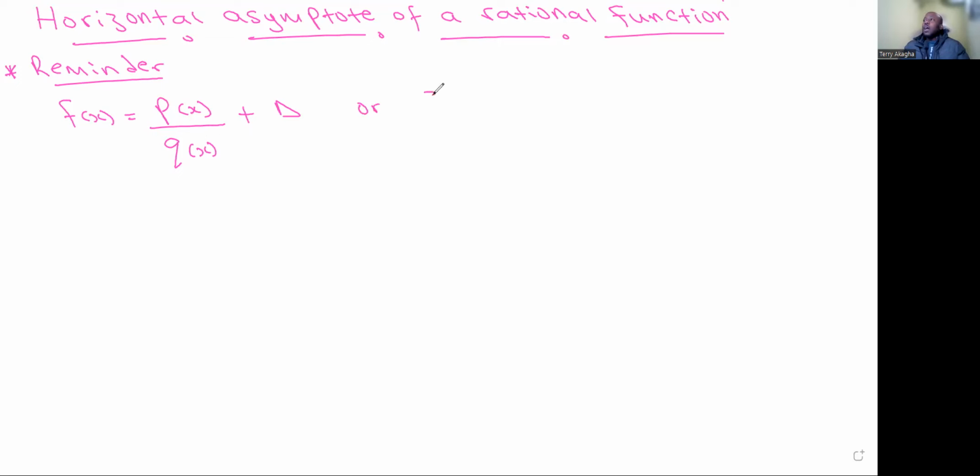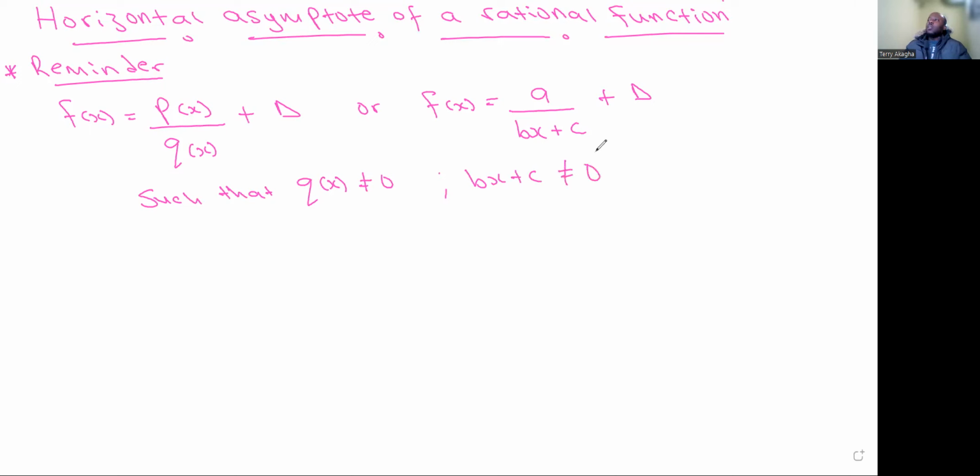Or I told you that it's possible that for a rational function, you can have a constant in the numerator and you can have also a linear function in the denominator and a constant. Or you can have a constant and another polynomial in the denominator. And for this to be a rational function, the denominator q of x cannot be equal to 0, and the linear function as well, bx plus c, cannot also be equal to 0. All right, we talked about this.